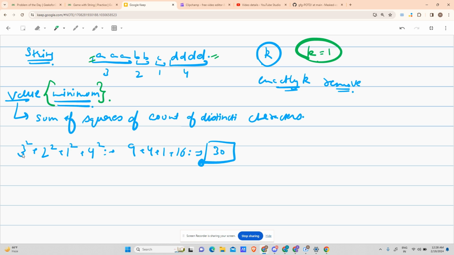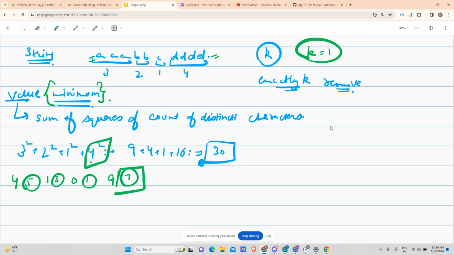So if I remove 3, it will become 2, so it will be adding 4, and it is currently adding 9. A difference of 5 will be made. If I remove from 2, it will be adding 1, and it is currently adding 4, so it will make a difference of 3. If I remove 1, it will be adding 0, and it was adding 1, so the difference is 1. If I remove 4, it will be adding 9, 3 square, and the difference will be 7. So you can see the maximum difference is coming from the maximum value.